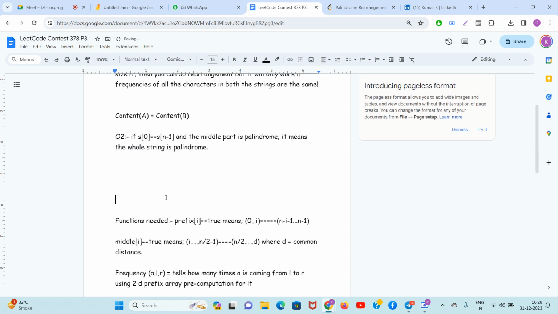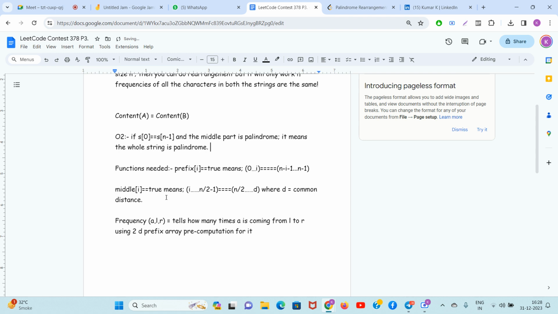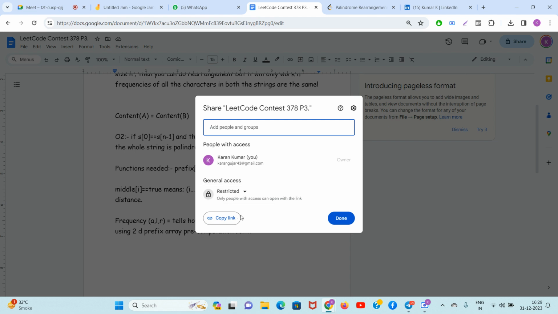Nice. Guys, for this problem, we will be needing these functions. Prefix of I is true means the characters from 0 to I are equivalent to the characters from n minus I. Okay, I'm giving you guys this document in advance.